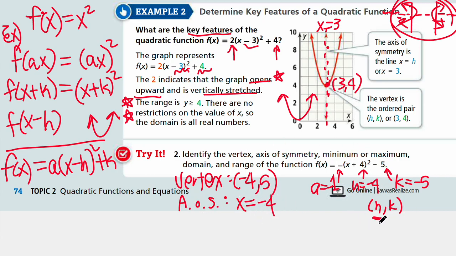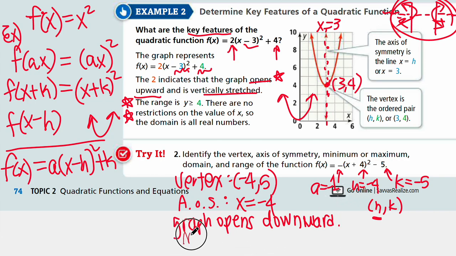All right, and is this a minimum or a maximum? Because the graph opens downward, right? Because your a is negative, and so you have a maximum. The maximum point is your vertex, -4 comma -5, but your maximum value would be y equals -5, and that's the maximum your y value is going to get.